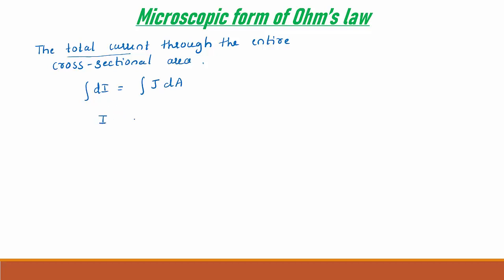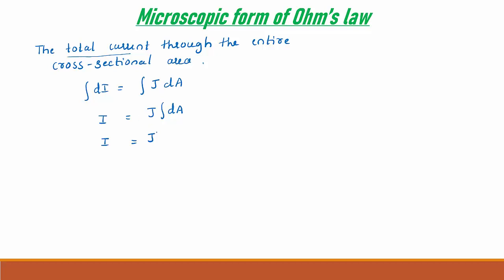I, the total current through the entire cross-sectional area, is equal to J times the integration of dA, since here the current density is constant and we can take it outside the integral. When we integrate a small area, we are combining the small areas of the conductor, and that gives the entire area.